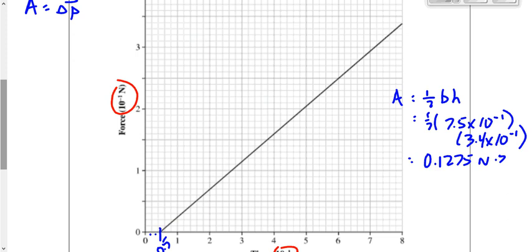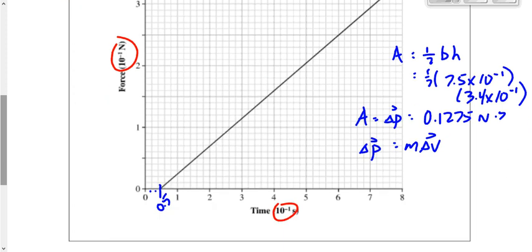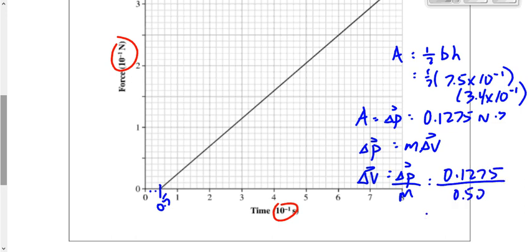Now that's my impulse, which I need because I'm going to set my impulse equal to m times delta v, right? Not F times t, never F times t, rather m times delta v. We're going to say delta v is equal to delta p over m, and delta p here is 0.1275 over the mass, which is 0.50. Do the math there. It works out to be 2.56. No, 2.55, I think. Is it 2.55 or 2.56? 2.55, yeah. Times 10 to the minus 1.